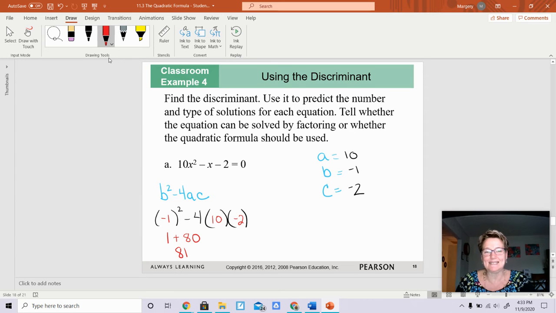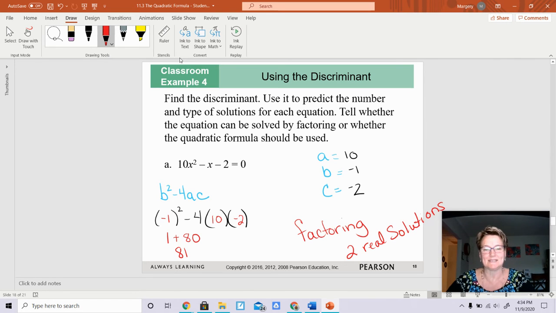And it says, tell whether the equation can be solved by factoring or by the quadratic formula. You can use factoring, so it would be solved by factoring. And it has two real solutions. Okay, those are the types of solutions you guys will have. Let's move on to the next one.